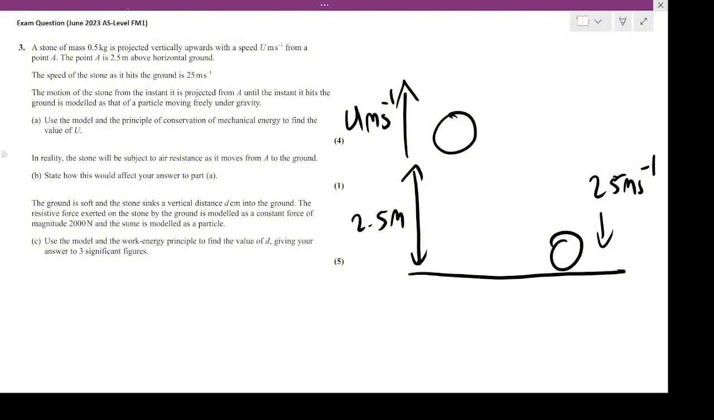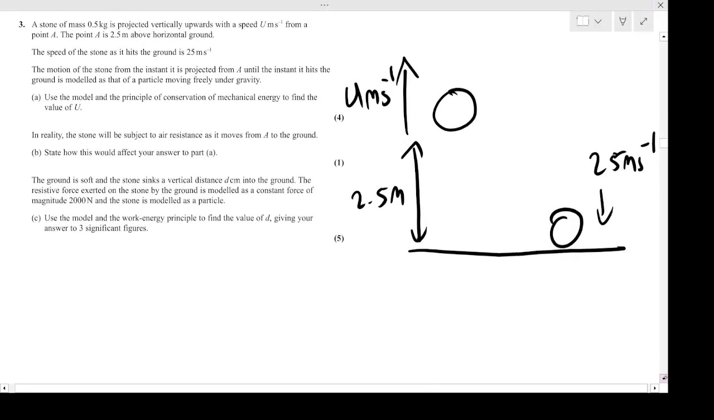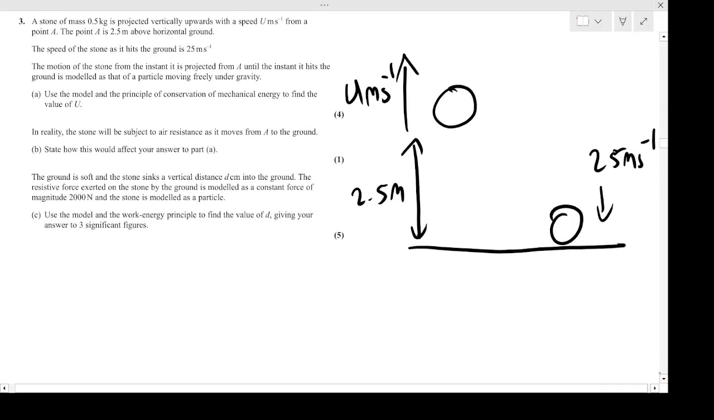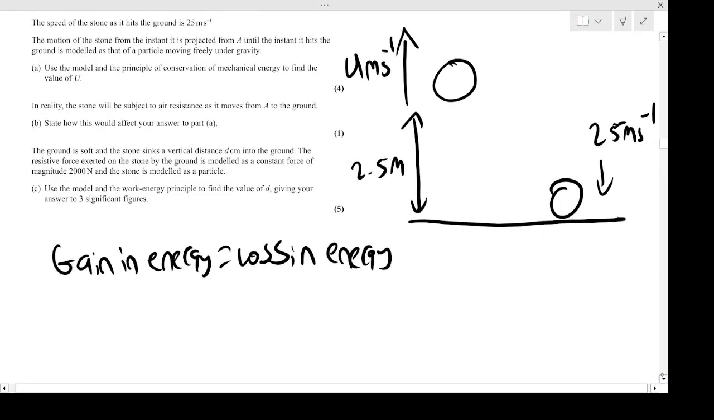And so we know it won't be the work-energy principle here because there are no forces acting on the stone, obviously apart from gravity, but there are no forces we need to consider here. So it's just conservation of energy. No friction or anything like that. Remember what that says is that the gain in energy is the loss in energy. To conserve it, if we gain any energy, we have to take that back, so we have to lose it as well.